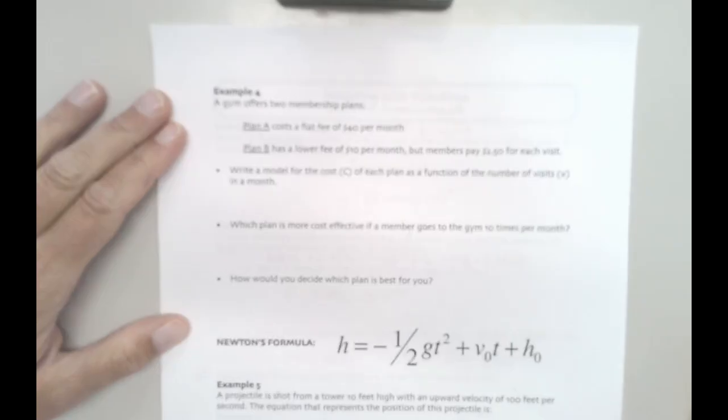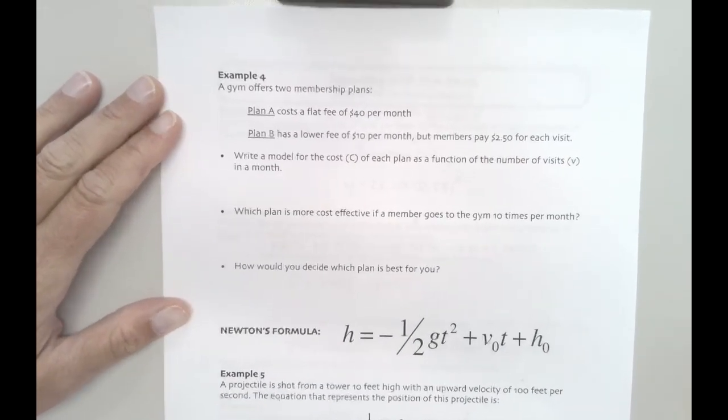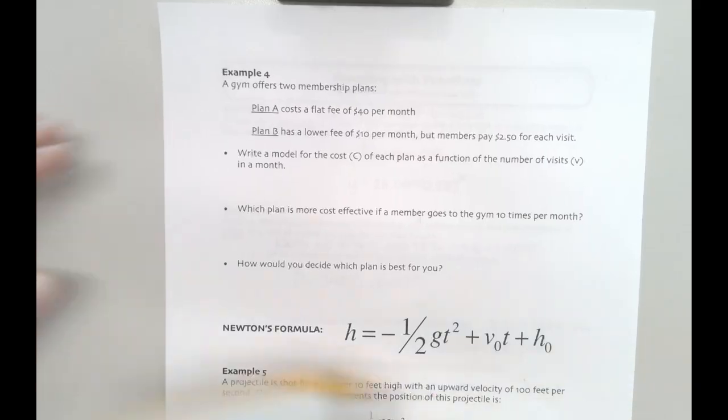Next up, I believe this is some linear modeling. A gym offers 2 membership plans. We can either pay $40 a month, or we can pay $10 a month, but then we have to pay $2.50 each time we actually go to the gym. So we are going to model this, meaning we're going to write equations to represent this for each plan as a function of the number of visits in a month.